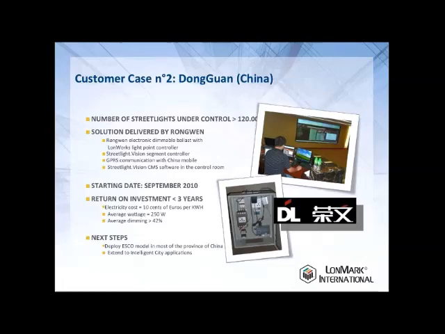Average energy saving is 42%, but more important is the return on investment on the projects that they have in China, due to a pretty high cost of energy and the average wattage, which is, again, pretty high in China, or used to be pretty high in China. They are retrofitting that with LEDs and with control system to have a return on investment below 3 years, which makes it a great project, again, for the cities as well as for Rongwen as a solution provider.